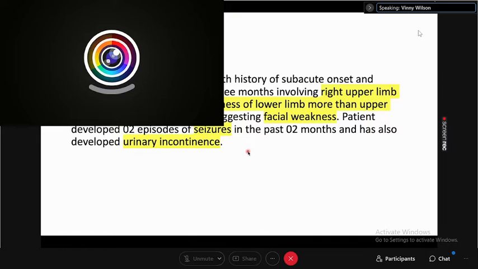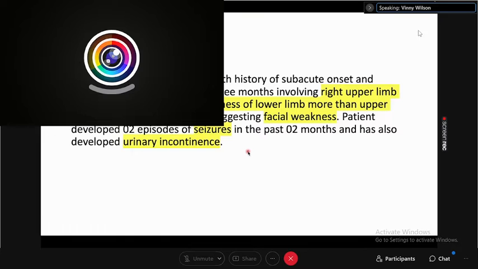So in our case vignette, the pattern is that the patient has hemiparesis. He did not have monoparesis, he did not have paraparesis. The patient has hemiparesis. So that is one pattern. And what kind of hemiparesis is it? It is a hemiparesis that involves the right upper limb and the right lower limb. So there is a side to this pattern of weakness.